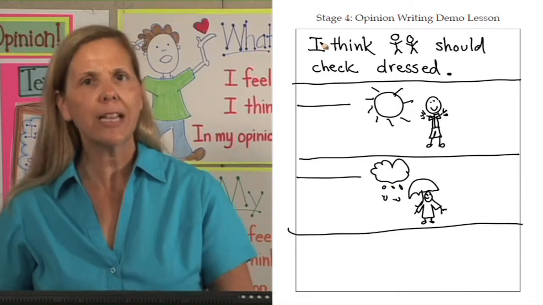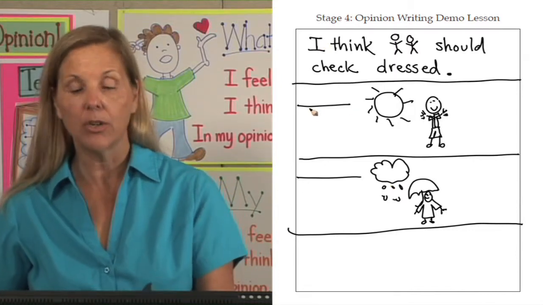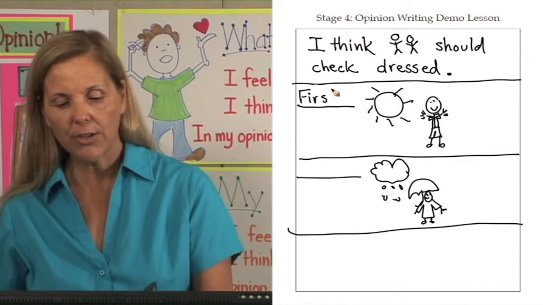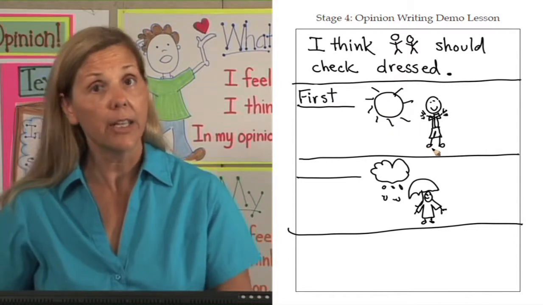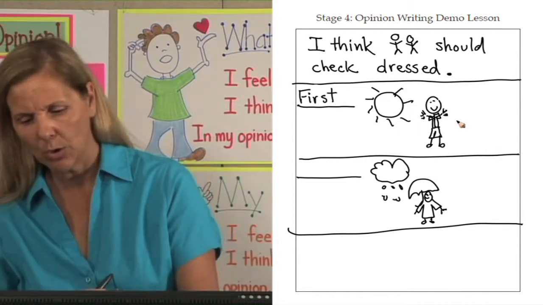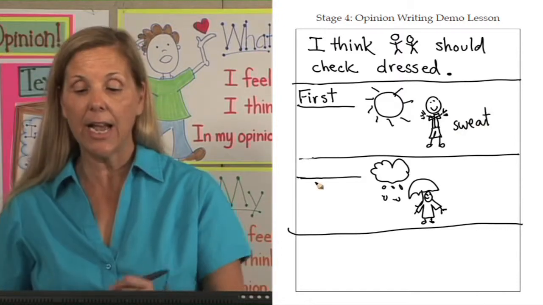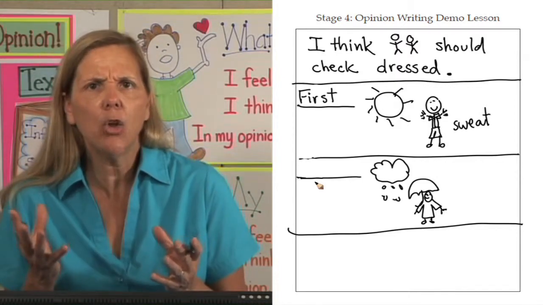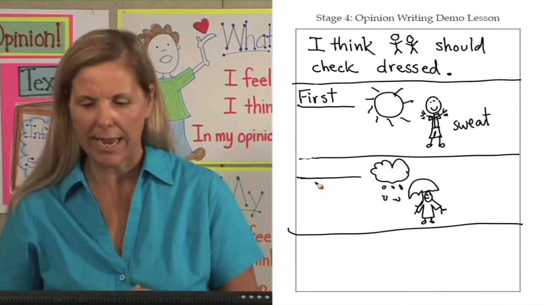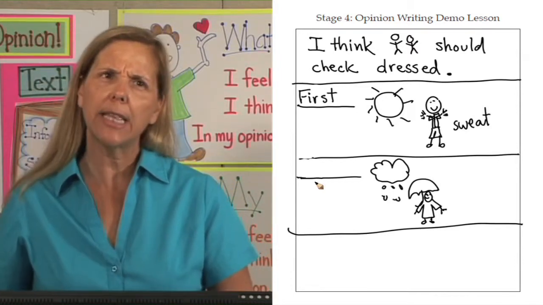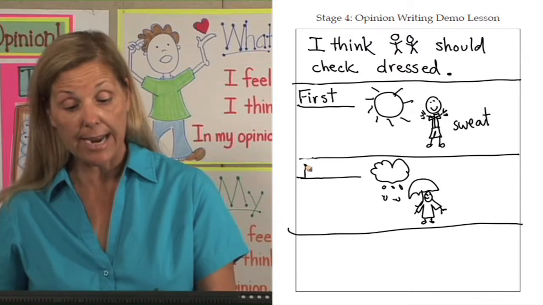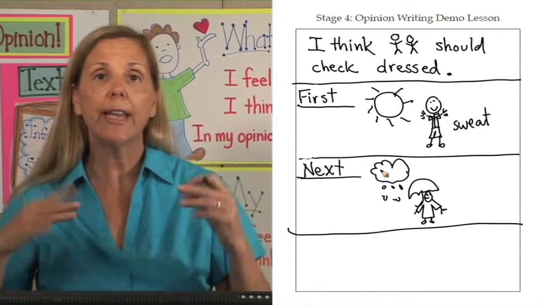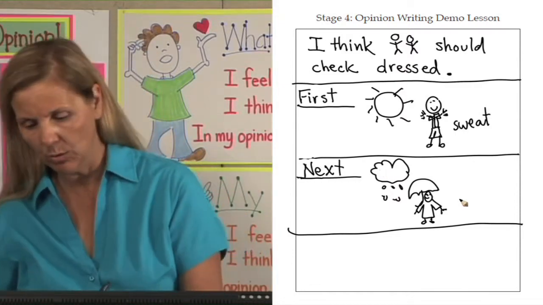I think people should check the weather before they get dressed. Here's our starter sentence. First, to begin, to start, let's use first. First, if it's hot out, they need to dress in light clothing so they don't sweat. Ooh, let's put the word sweat there. So we have our sentence, I think people should check the weather before they get dressed. First, they should dress in light clothing when it's hot so they don't sweat. Also, next, then. Let's put next. Next, they should have an umbrella and raincoat when it's raining so they don't get wet. Ooh, let's put wet.